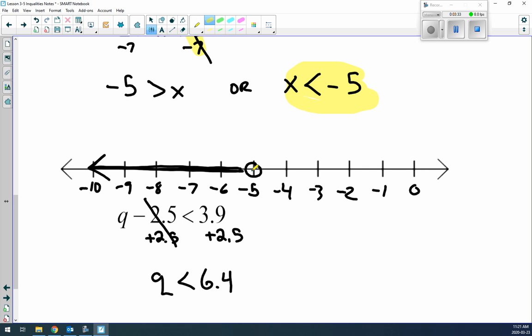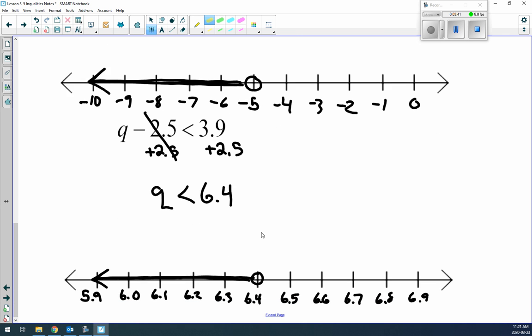We put an open circle at negative 5 because it doesn't include that point, and everything to the left of that one. Okay. Now we have q minus 2.5 less than 3.9.